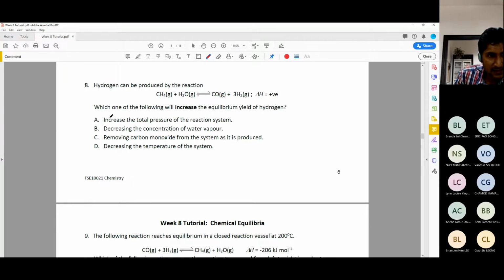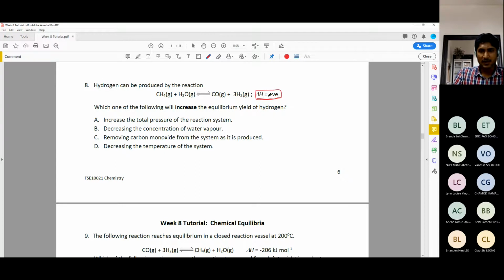Question number 8 says that hydrogen can be produced by the reaction of methane and water vapor. When they come together, carbon monoxide and hydrogen gas will be produced. And is this an exothermic or endothermic reaction? I forgot. Can anybody help me? Is it an exothermic reaction or an endothermic reaction? Endo. Yes, it is an endothermic reaction.